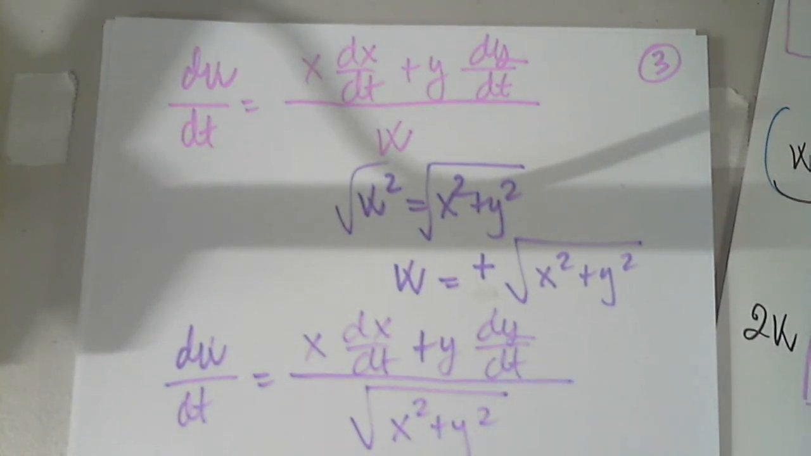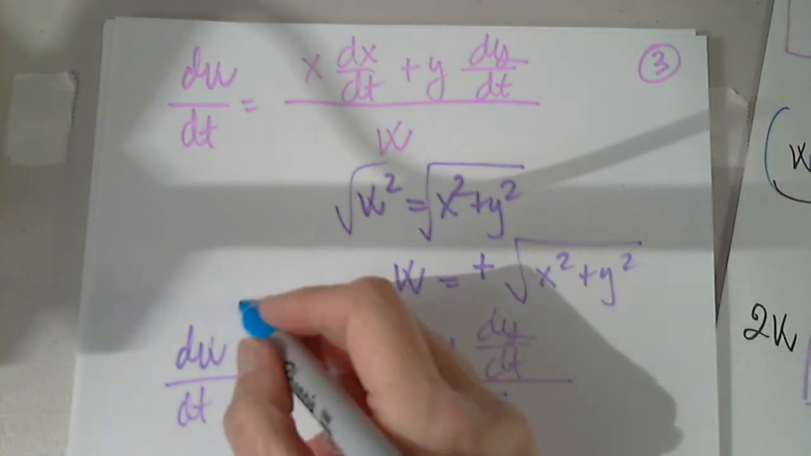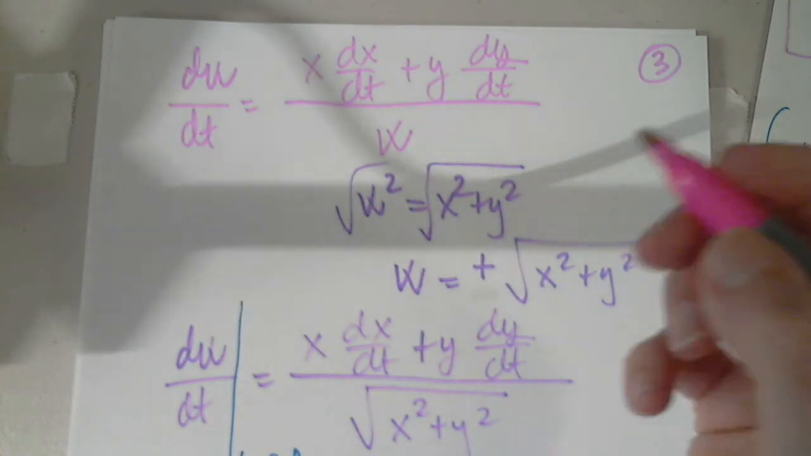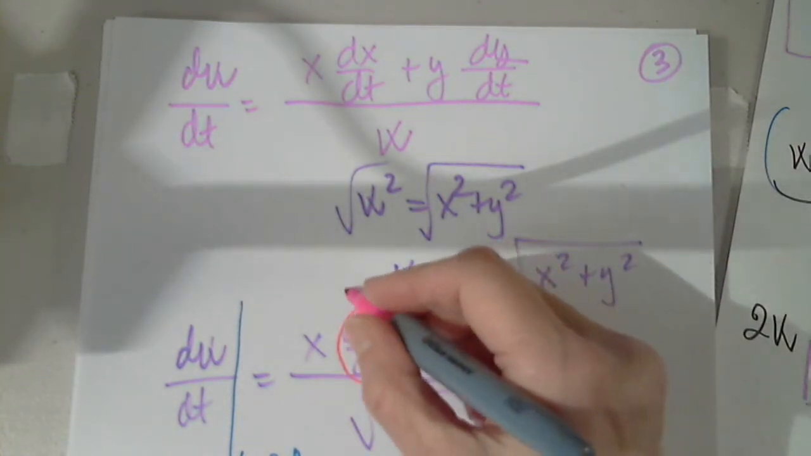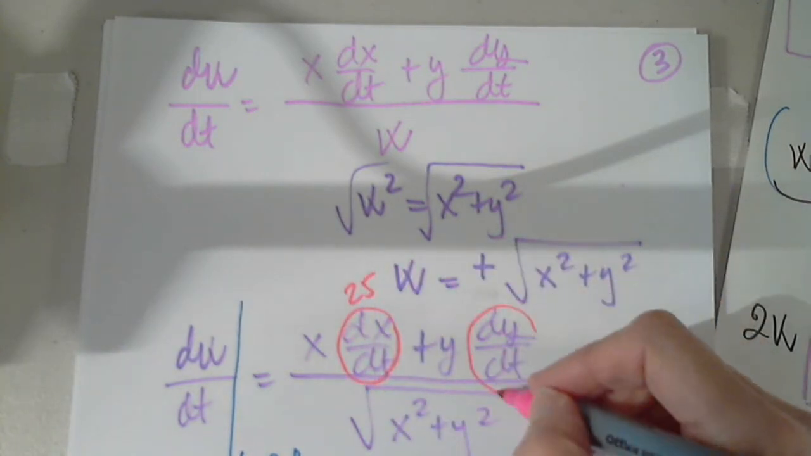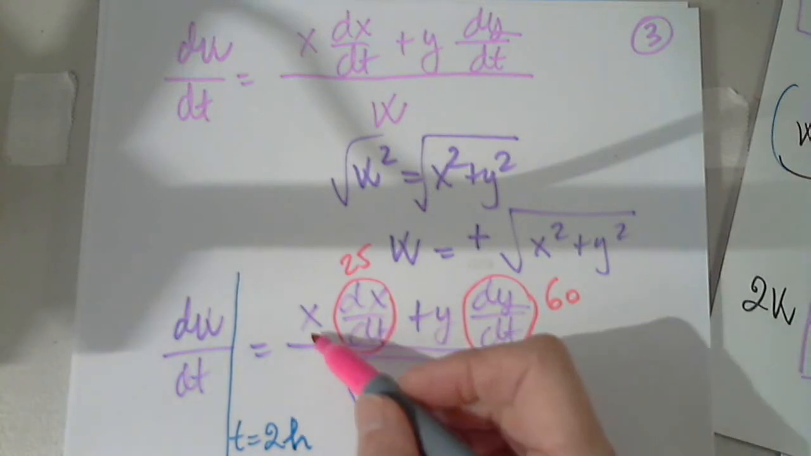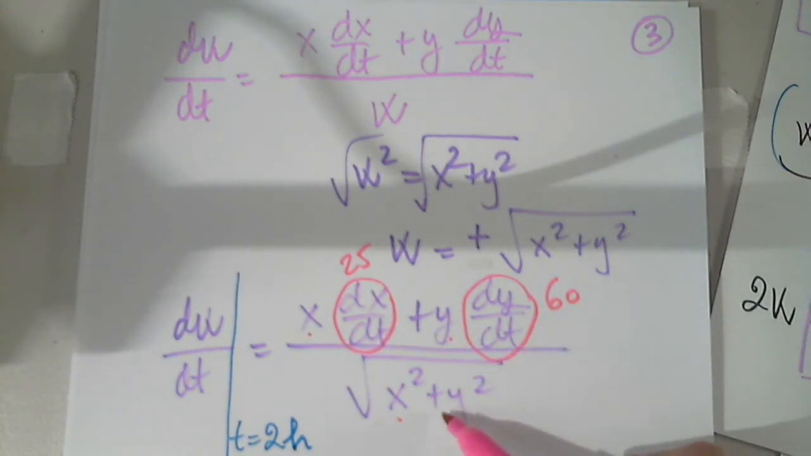And of course, now I'm ready when t equals 2 hours. Okay, so let's see what we have and what we need to determine. Not a big deal. We already established that this is 25. We established that this is 60. All we have to do is determine x and y. Once I have x and y, I get the final number.